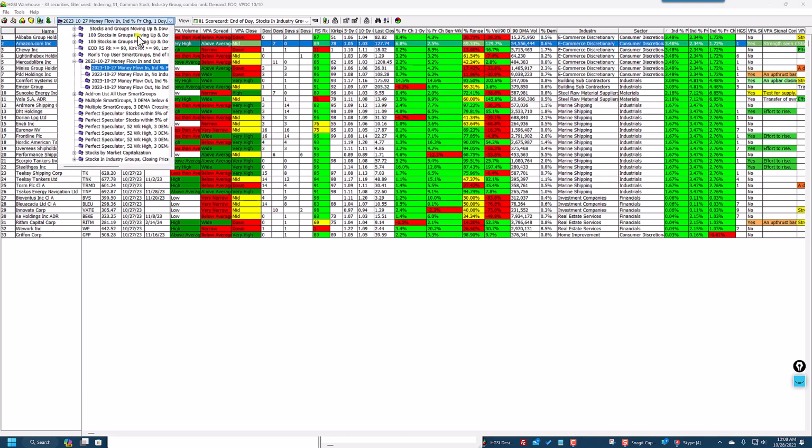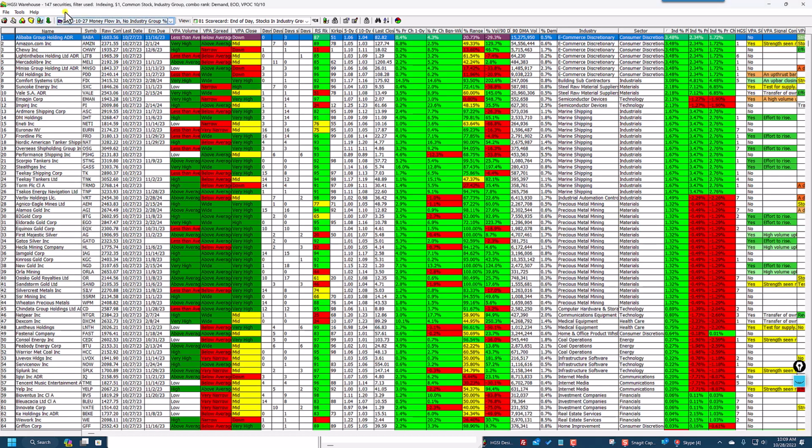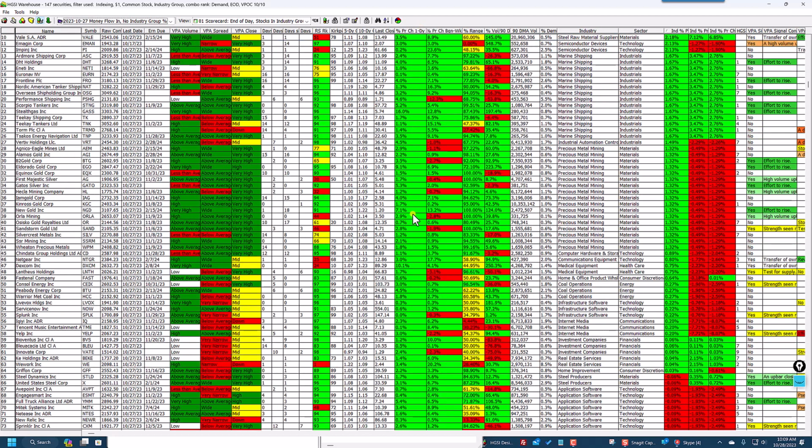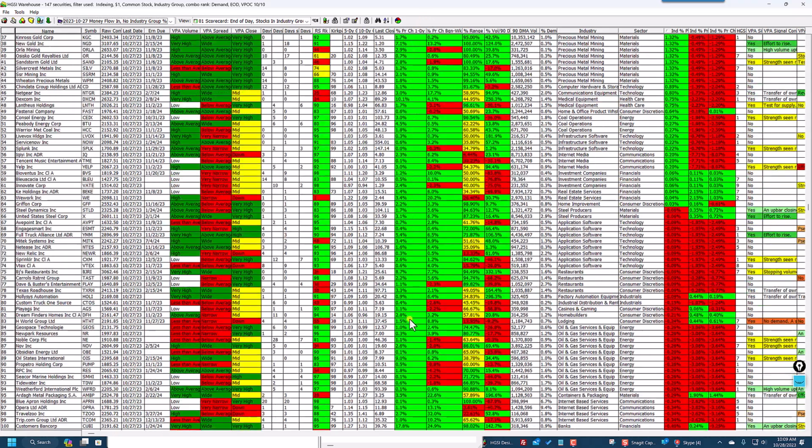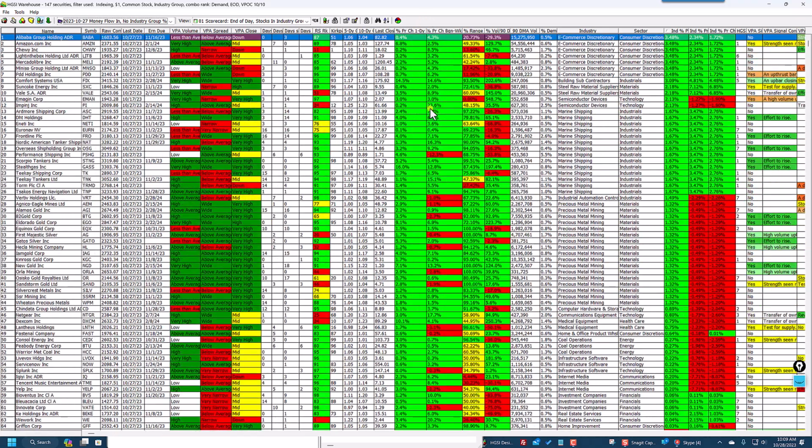But now, when I go down to the next one, where there is no industry group requirement, we go from 33 to 147 on the money flow in. And the only requirement for these stocks is that they be up for the day. So if you look down this list, you'll see that all of these stocks are positive for the day, but it jumps all the way up to 147.